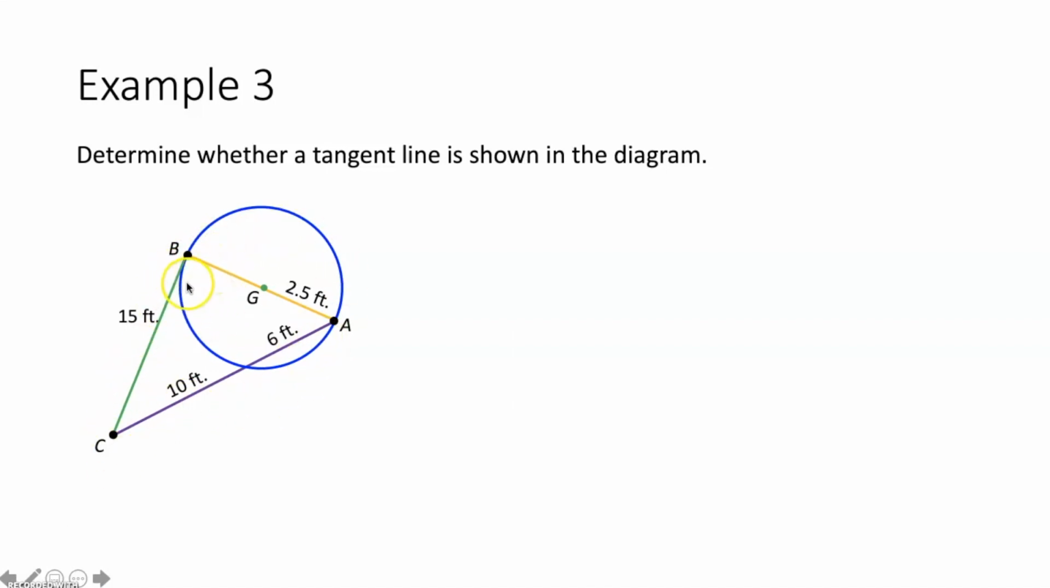So all we've got to do is show that this is a 90-degree angle, or a right angle, meaning we need to show that this triangle right here, triangle ABC, is a right triangle. So how do we show that triangle ABC is a right triangle? Well, we use the Pythagorean theorem: A squared plus B squared is equal to C squared.